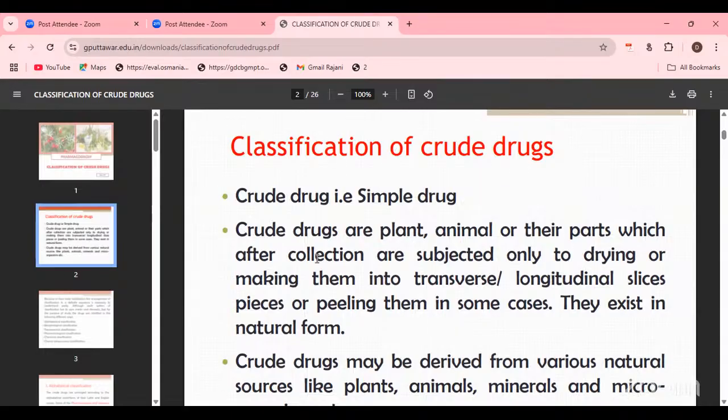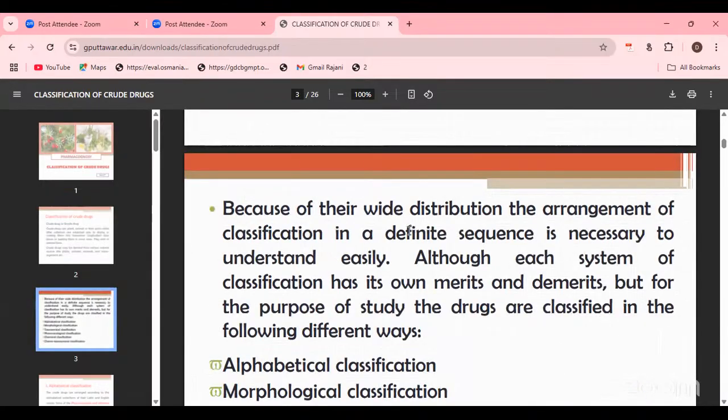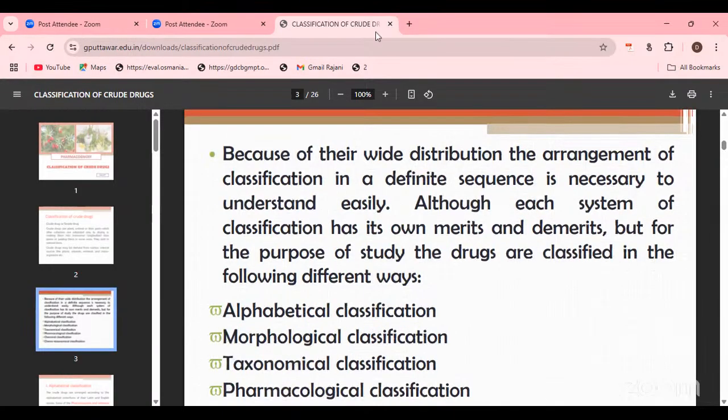The crude drug may be derived from various natural sources, mostly plants, animals, minerals, and microorganisms. Because of their wide distribution, the arrangement of classification in a defined sequence is necessary to understand easily. Although each and every system of classification has its own merits and demerits, for the purpose of study, the drugs are classified in different ways.